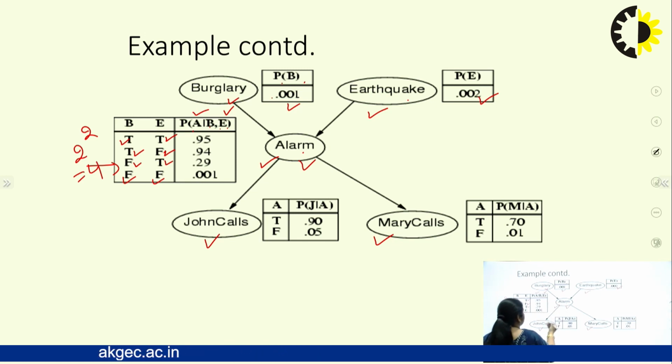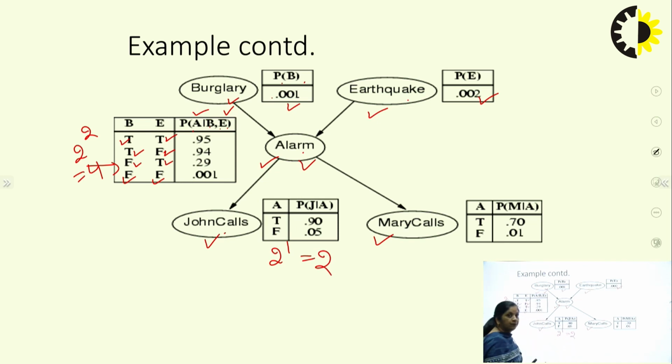Now alarm is causing John. So how many parent nodes are there? Only one. So 2 to the power 1, that is 2 entries. What are those? Alarm is true, then probability of J when alarm. Second, alarm is not there, false. Same way for Mary calls. So if we see here, how many entries are there? We have 1, 2, 3, 4, 5, 6, 7, 8, 9, 10. So we have 10 entries in our tables.